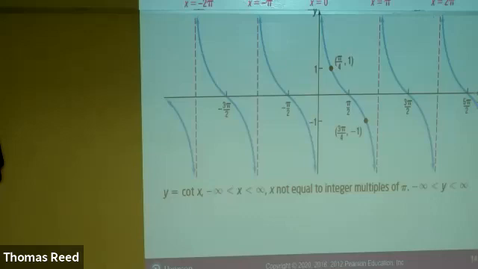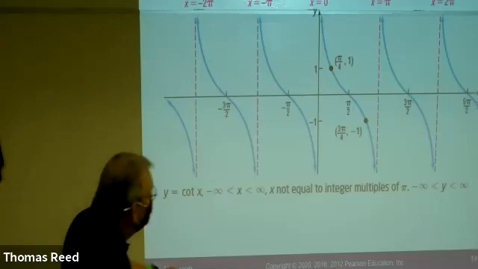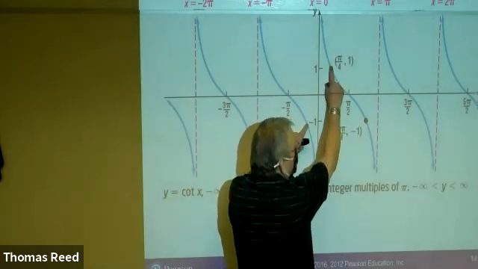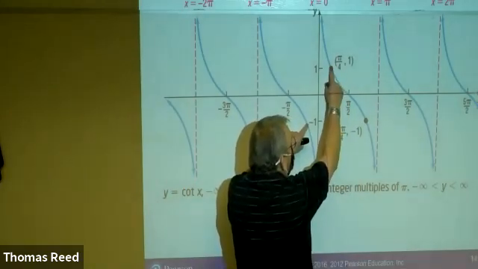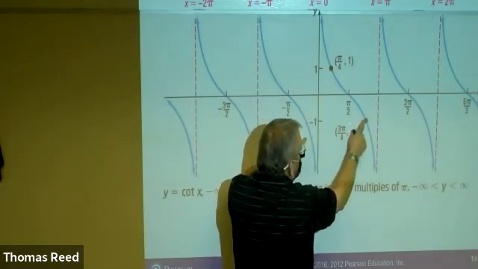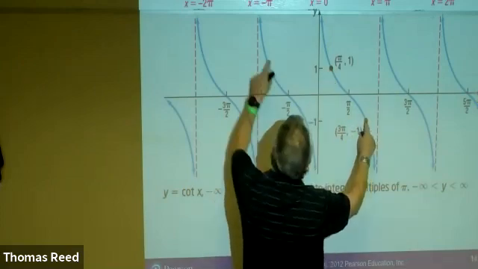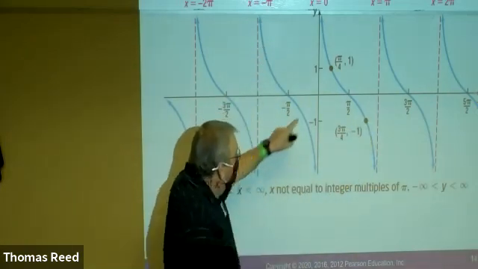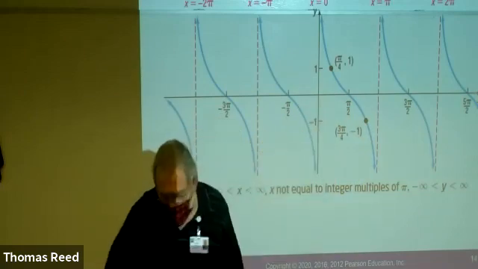So this too is an odd function. Because this point here and this point here, you change the sign on this point, you get this point. You change the signs on this point and you get this point. So they are symmetric with respect to the origin.